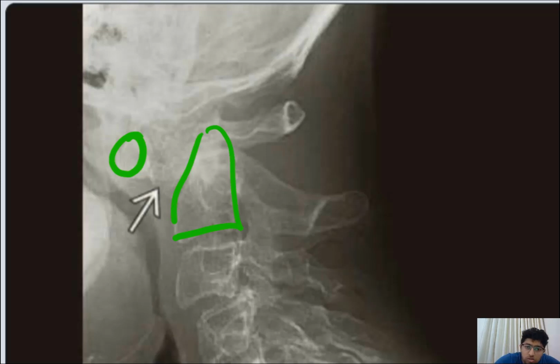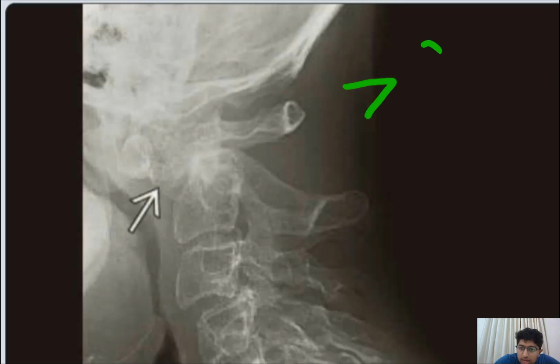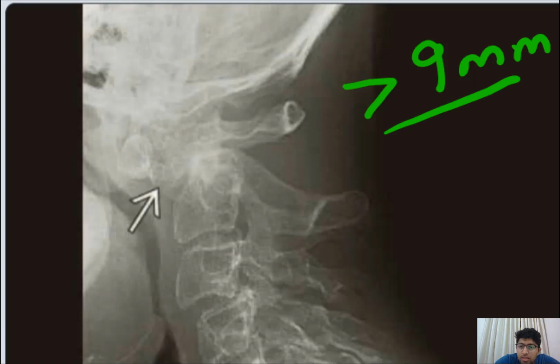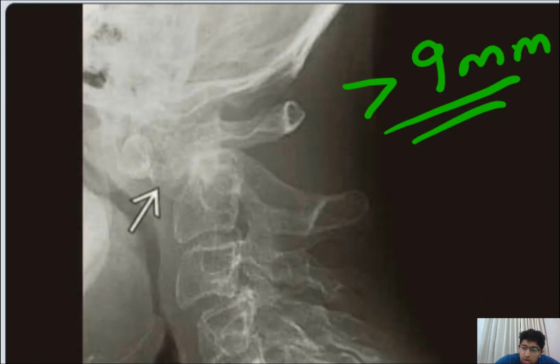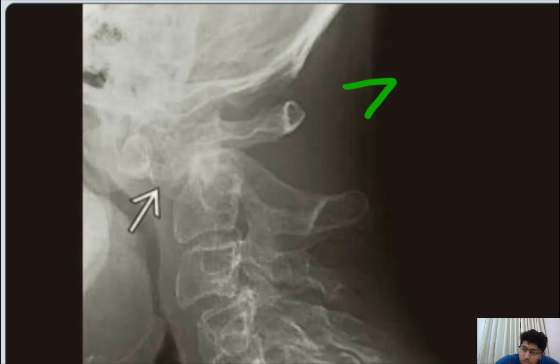Another thing to know is that when this distance increases more than 9 mm, it will lead to compression on the spinal cord, and it will cause symptoms of spinal cord injury. So it will cause spinal cord compression, and there will be myelomalacia; the spinal cord compression changes will be seen.